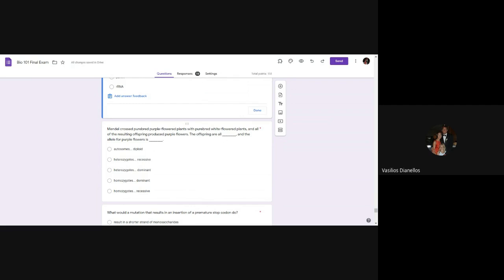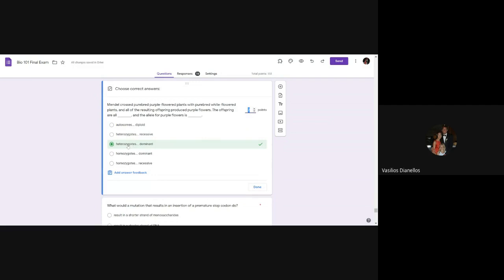Well, all the offspring, first of all, you should know that they're heterozygotes because if you have homozygous dominant crossed with a homozygous recessive, then 100% of your offspring are going to be heterozygotes. So that's the answer to that part. And if they're all purple, then that must mean purple is dominant to white. So the correct answer is heterozygotes and dominant.